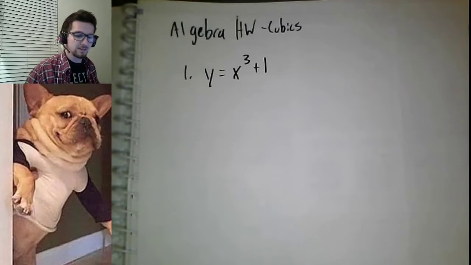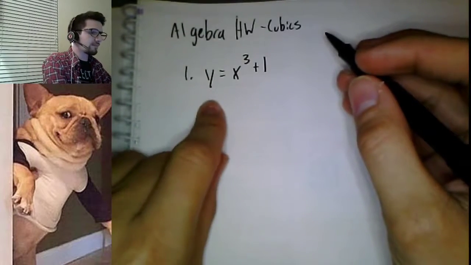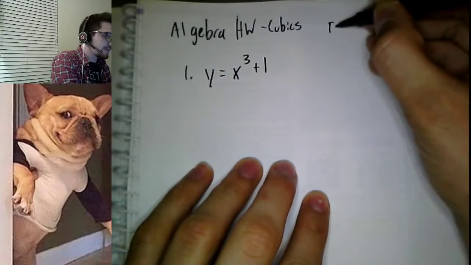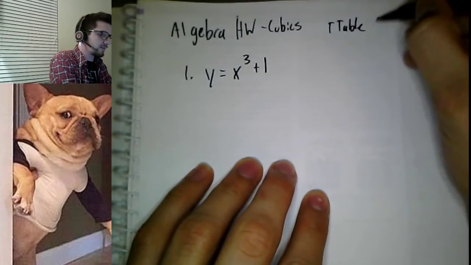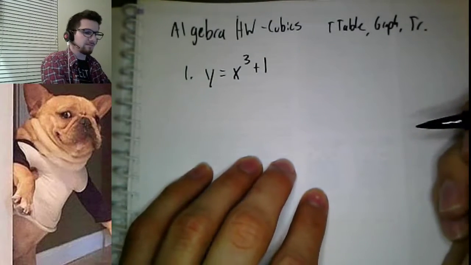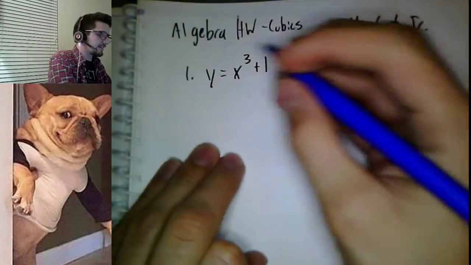Okay, ladies and gentlemen, let's talk about this cubic homework. The first problem I gave you was y equals x cubed plus 1. I asked you to give me the t-table, the graph, and the transformations. So let's do them one at a time. First we've got the t-table.